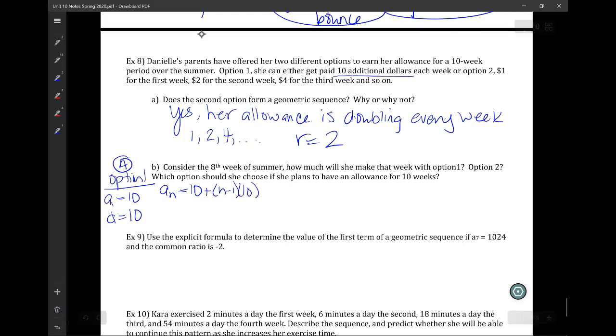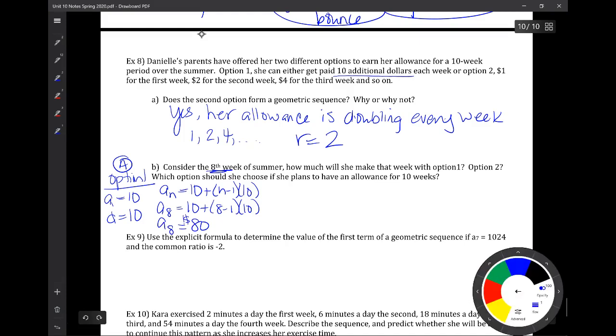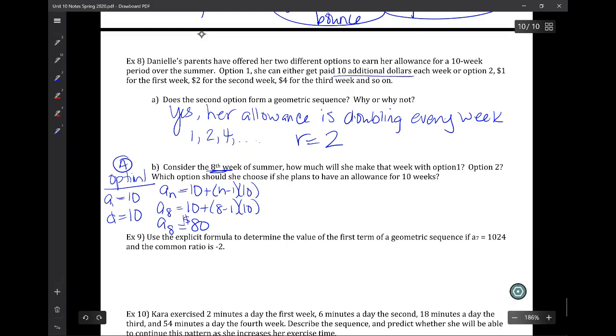And it wants to know after the 8th week. So let's plug in an 8. So if she goes with that method, she will be making $80 that week in the 8th week. So now let's go with option B. Well, not really option B, the second option, which I'll call the geometric option. So option 2.